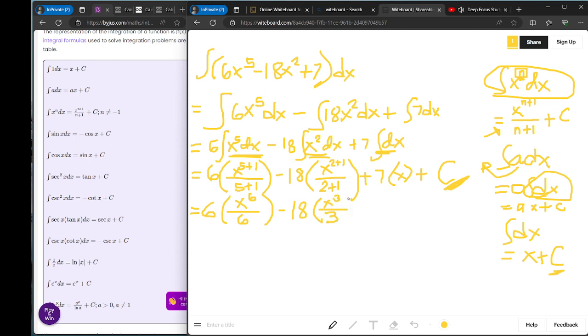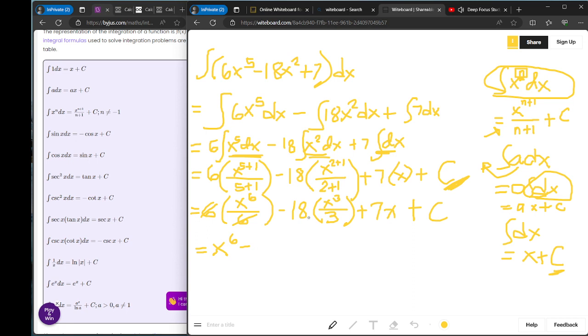Then you have over 3 plus 7x. So we can remove the parentheses since it is understood that 7 is multiplied by x. Then the plus c. We can still simplify this. We can divide 6 by 6, so that is equal to 1. And what would be left is x to the 6.